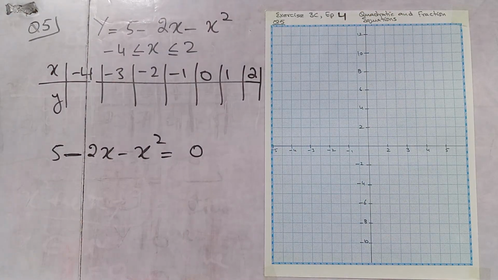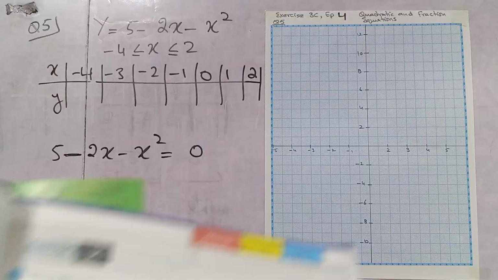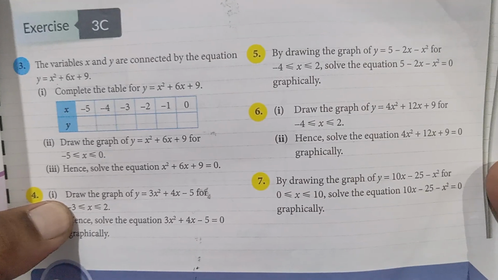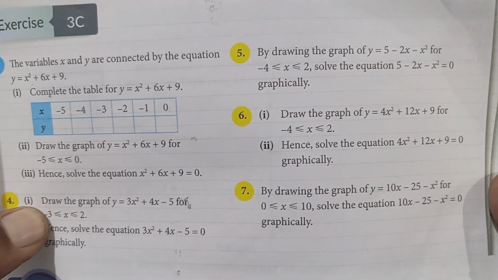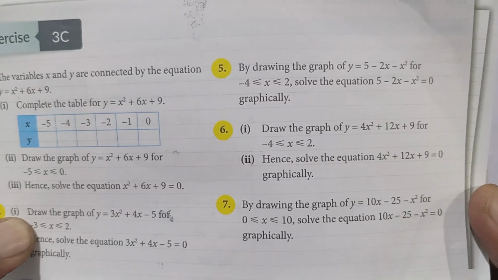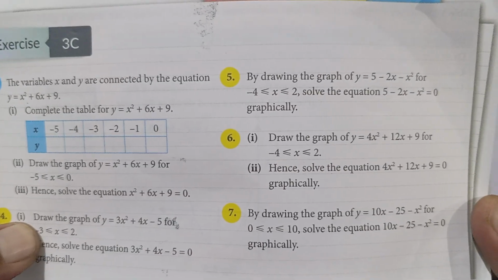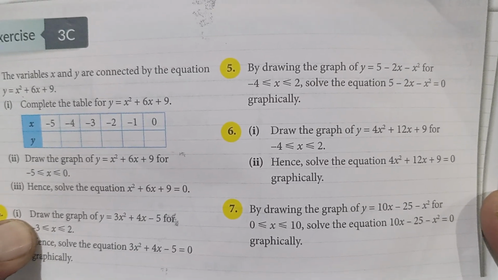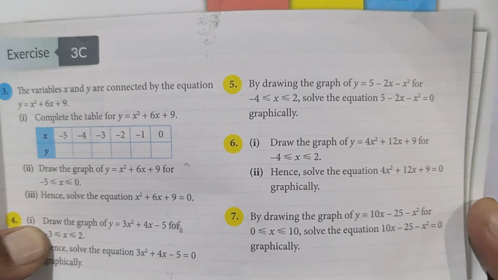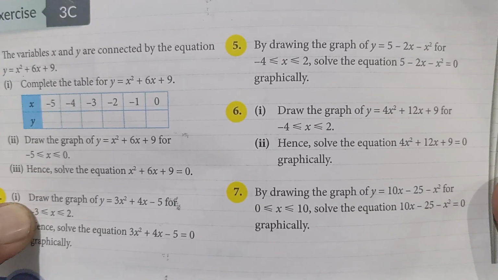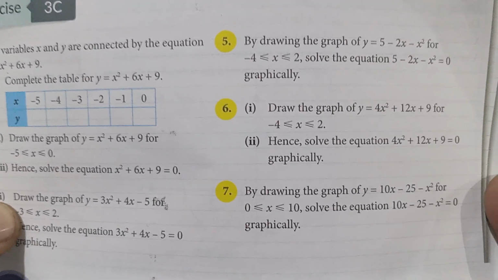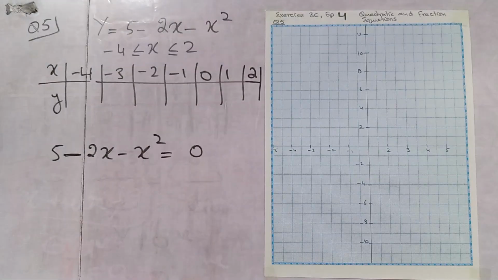And in this, we are going to start from question number 5. Let me show you question number 5. And here we go. Question number 5 is showing up on your screen: by drawing the graph of y equals 5 minus 2x minus x squared, for x from minus 4 to 2, solve the equation 5 minus 2x minus x squared equals 0 graphically.